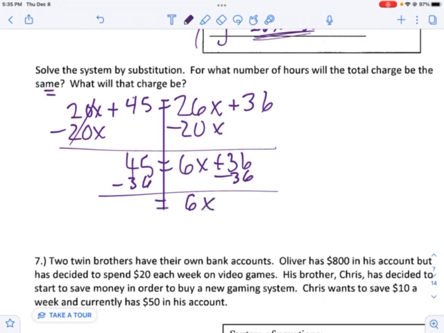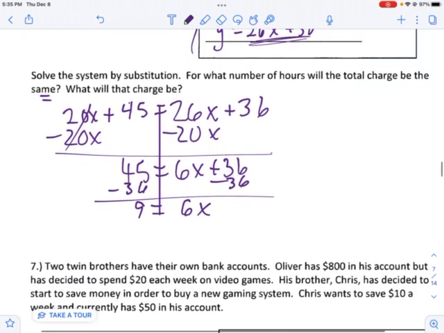I should get 15. 15 equals 6x. And so I'll divide both sides by 6, and I get a decimal, 2.5. All right, that makes sense. We're talking about time, so 2.5 hours. That makes sense. So what will that charge be?